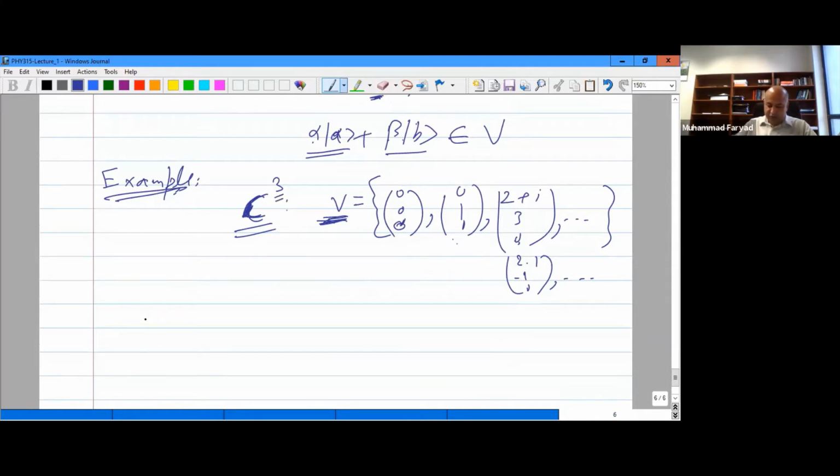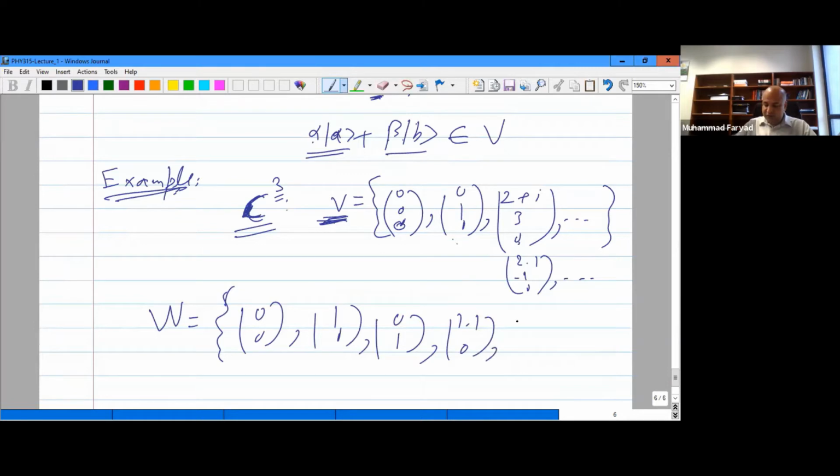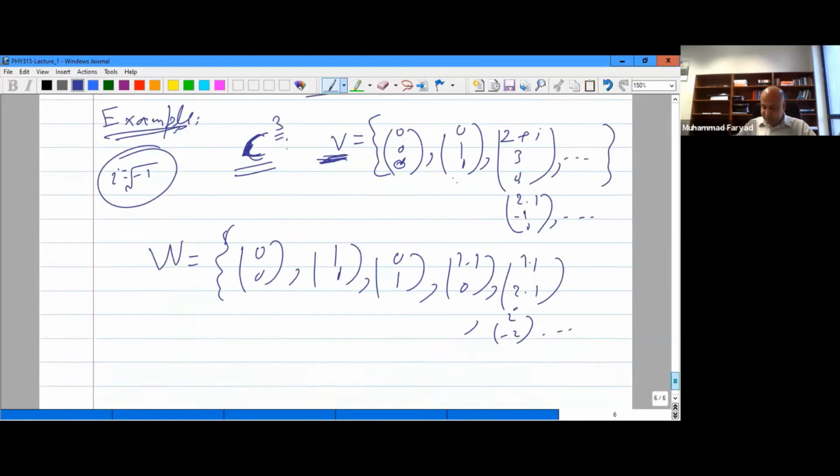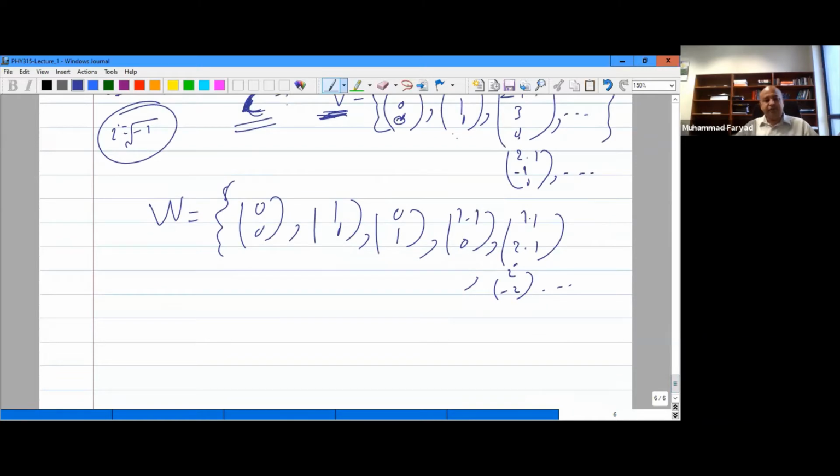You can also think about another vector space, let's say W, which has elements like these: 0, 0; 1, 0; 0, 1; 1.1, 0; 1.1, 2.1; iota, -2; and so on. This iota, by the way, is the square root of -1. This is also a vector space, and similarly, you can construct a lot of different vector spaces.